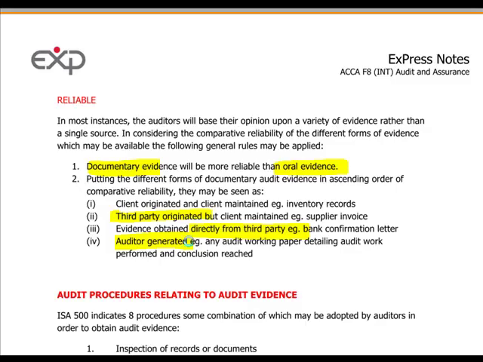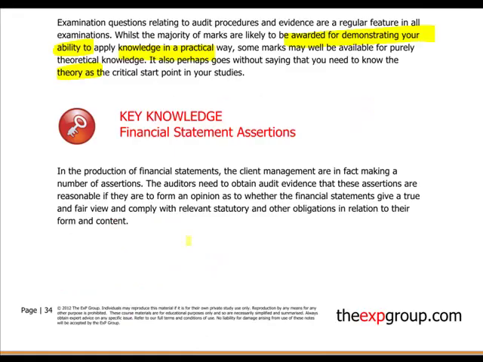Okay, now let's go back to assertions. What are assertions? Financial statements assertions. When the client's management is preparing the financial statements, he's making a number of assertions. It's kind of a declaration. They are posting some balances and some figures in the financial statements, and behind those balances there are some assertions that they are complete, they are accurate, they are reliable, and so forth and so on.